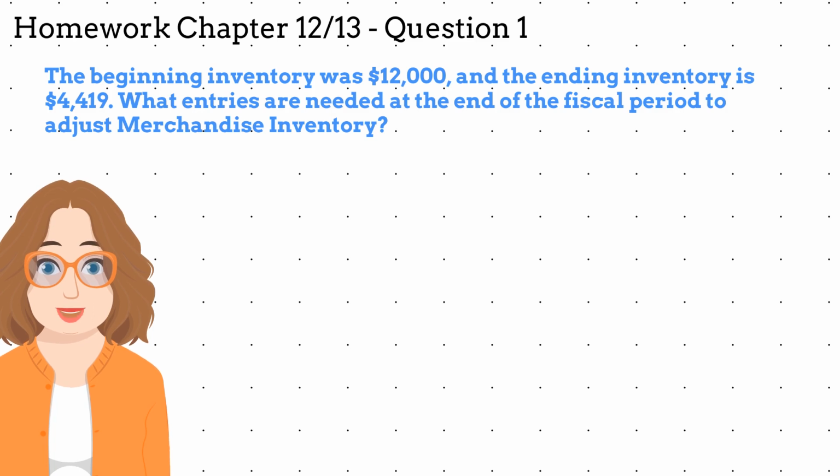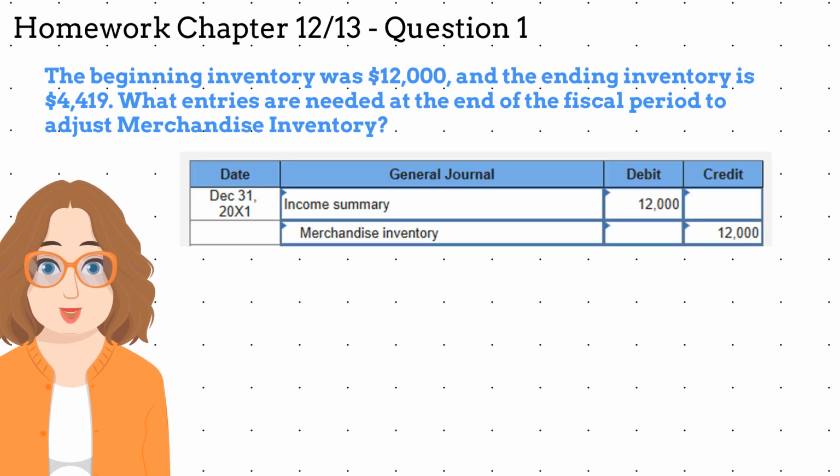The first journal entry that we need to record is to move the beginning inventory to income summary. We do that because the assumption is that the beginning merchandise inventory has been used up and should now become an expense for the period. We record this entry by debiting income summary for $12,000 and crediting merchandise inventory for $12,000.